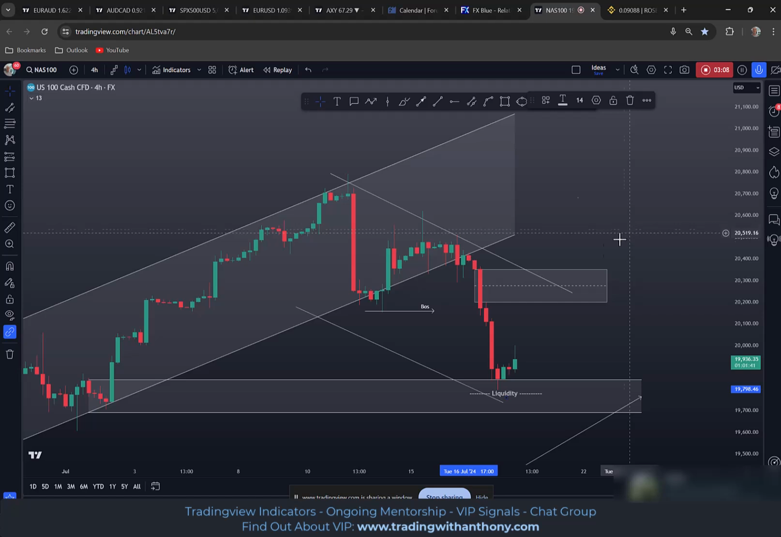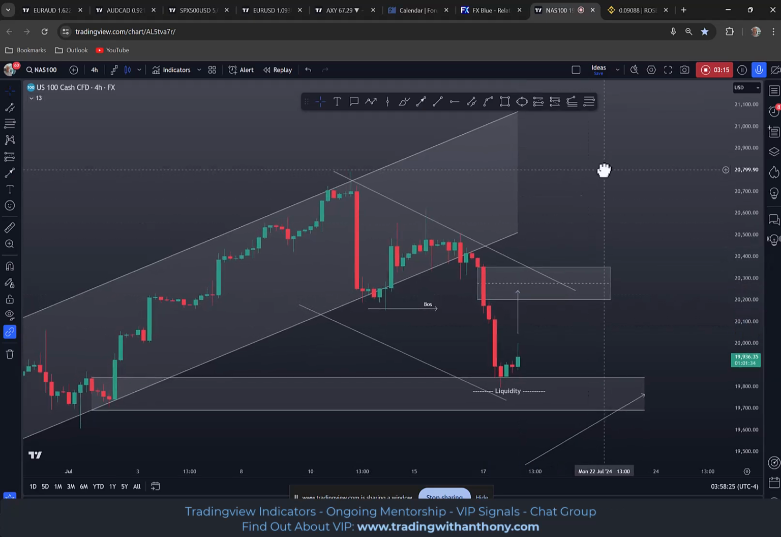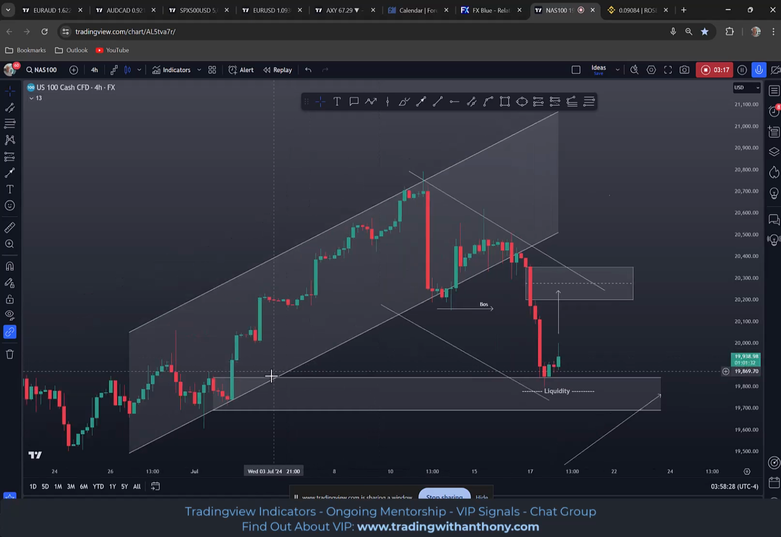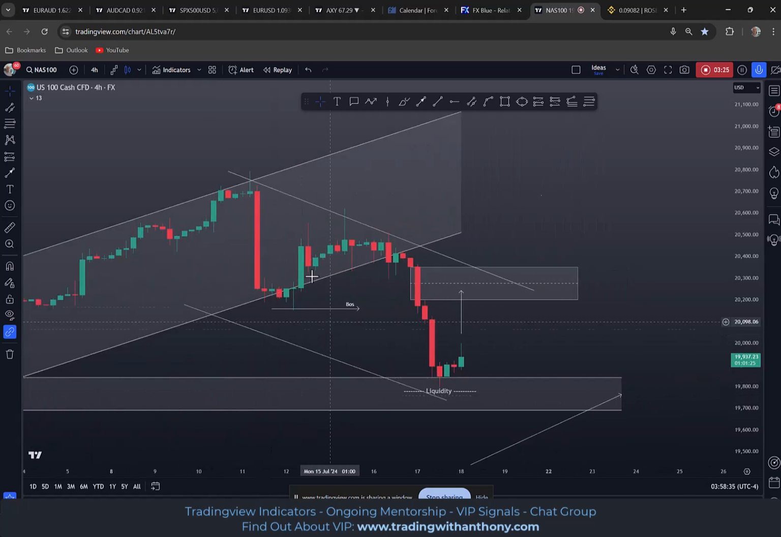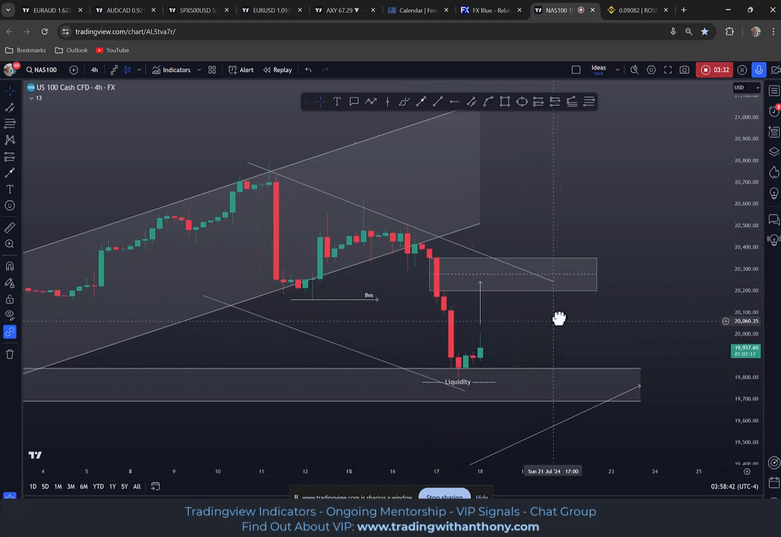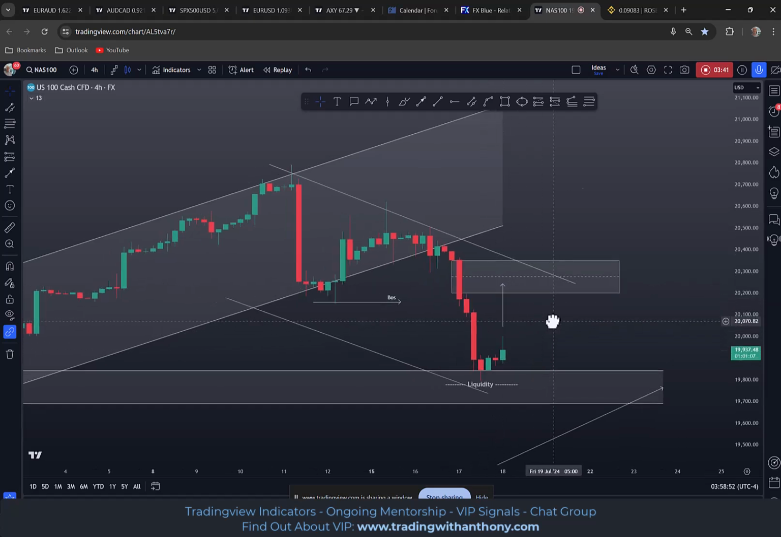And I'm thinking a pullback up into here wouldn't be out of the question. So you could look for a counter trend trade. Well, counter trend on the bigger picture, on a daily, weekly chart, but counter trend to this bearish move here, a pullback up into here. So if you're going to trade that, I'd probably go with the stop under the low, target the imbalance, and that could be a bit of an idea.